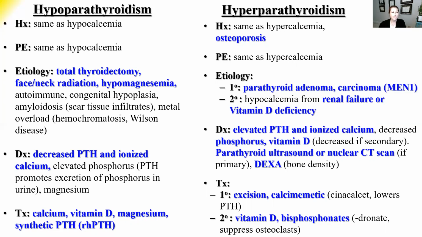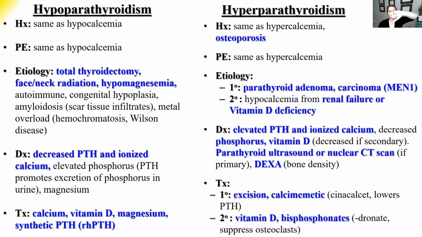Low levels of magnesium in the blood can cause a hypoparathyroidism. Autoimmune disorders, congenital hypoplasia, amyloidosis causes scar tissue infiltrates in the gland. Metal overload, diseases like hemochromatosis, Wilson's disease, not very common, but things that you could be thinking about. Diagnostic for this is going to be a decreased PTH and a decreased calcium, because remember, parathyroid elevates the calcium. You will also have an elevated phosphorus.